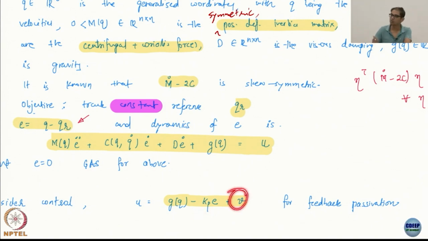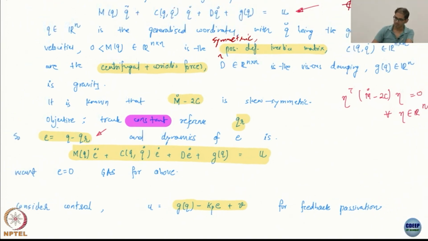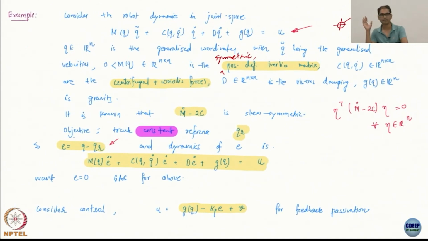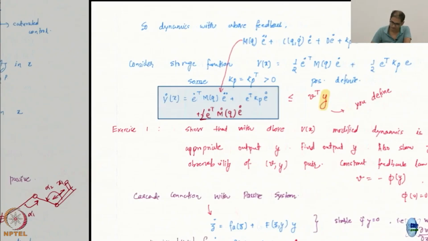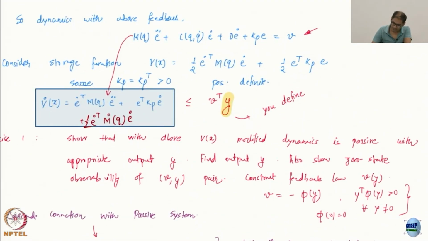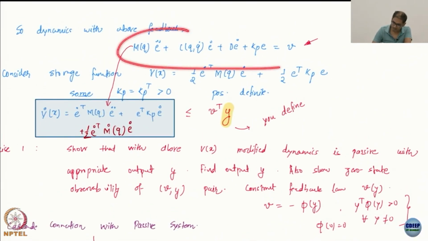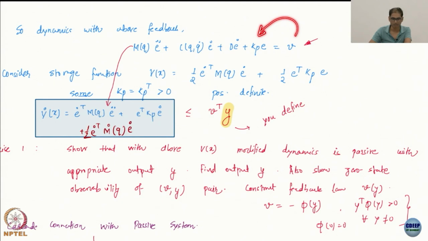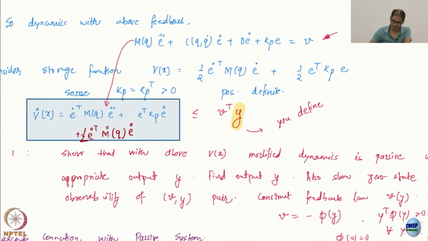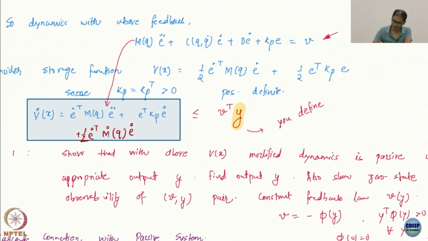And then I have some new control that I will figure out later on. But my aim is to get passivity in this case. I just want to get passivity. Let's plug in and see what happens. If I plug in, this is what I get. Gravity cancels out and the KPE went from here to here. So I just have this system. Now I consider this storage function V as this guy.